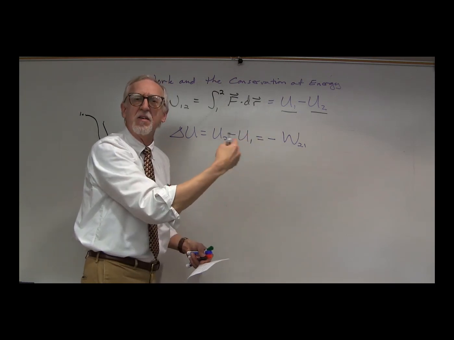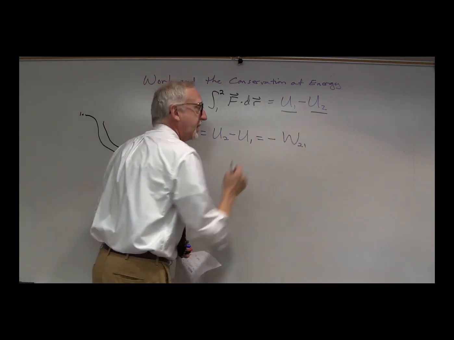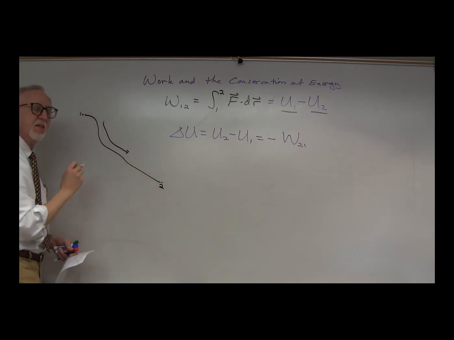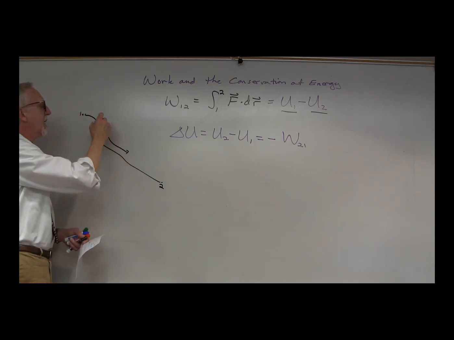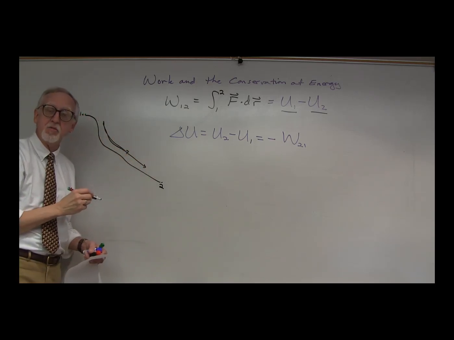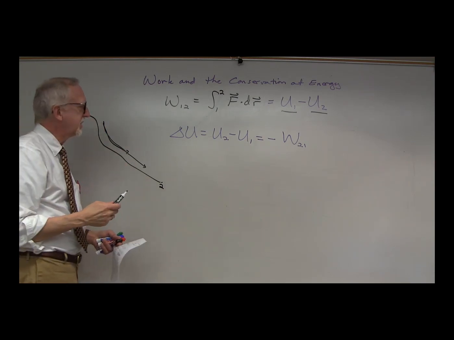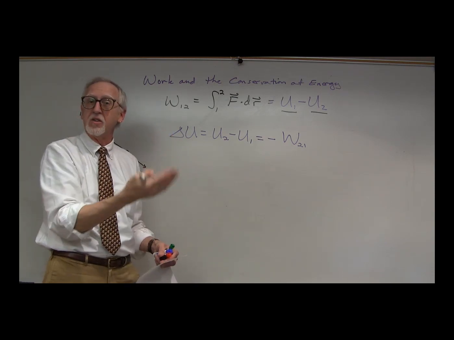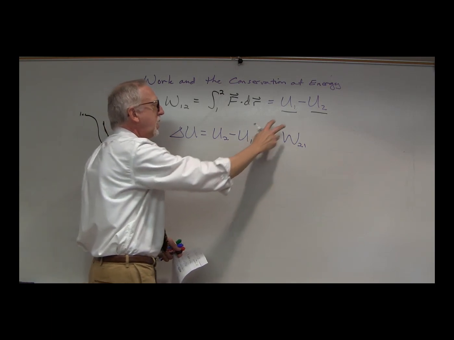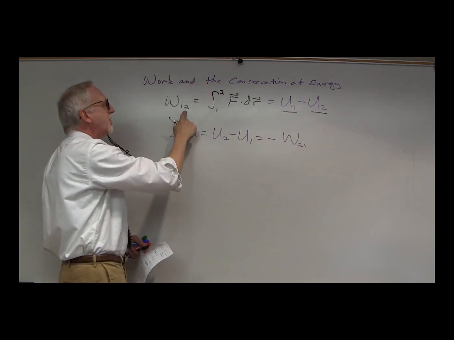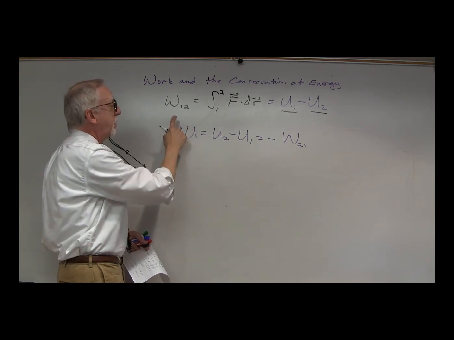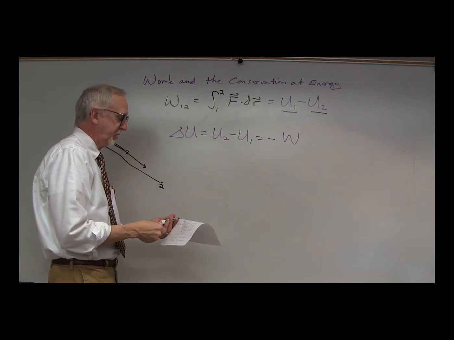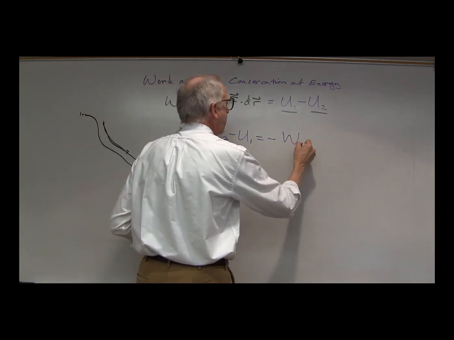Well, it's not really the change. It's not final minus initial, but initial minus final in this case, because the initial potential energy up high will be larger than the final potential energy down low when the force is doing positive work in going from 1 to 2. Okay, so what can we say about this? The change in the potential energy, the final minus initial, U2 minus U1, will then be the negative of the work in going from point 1 to point 2.